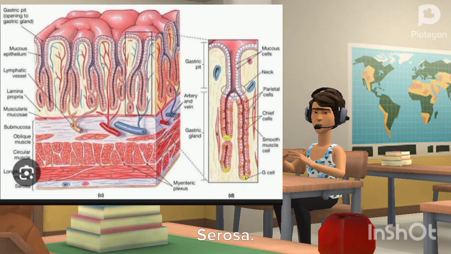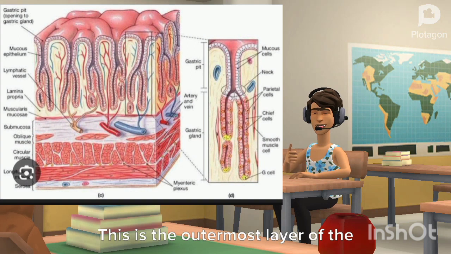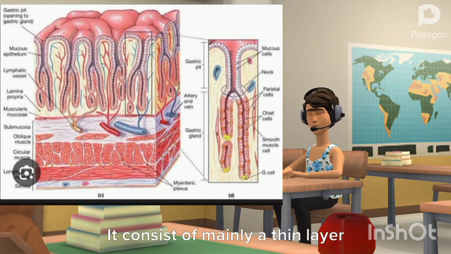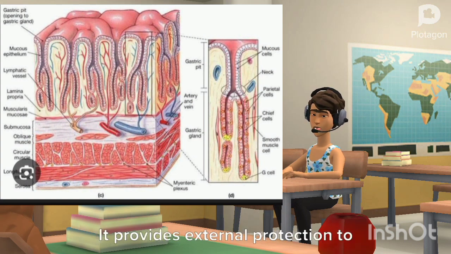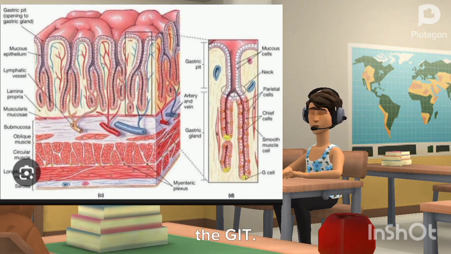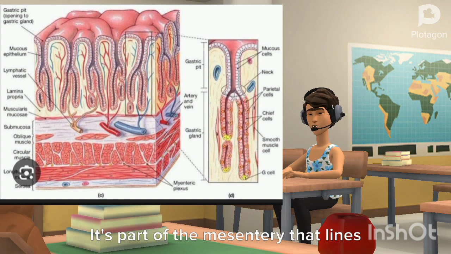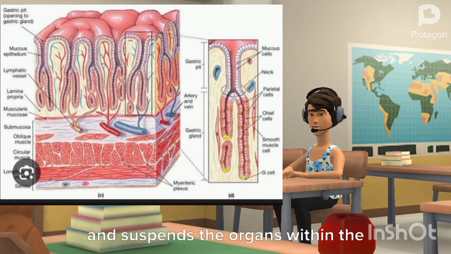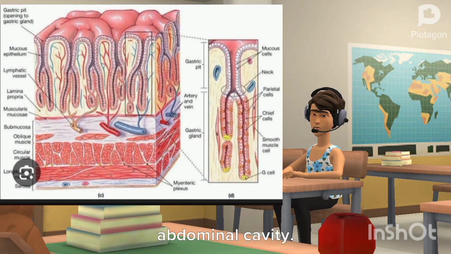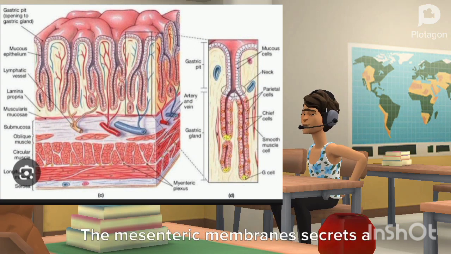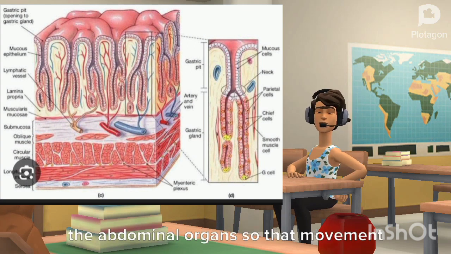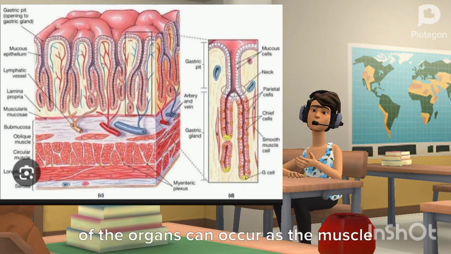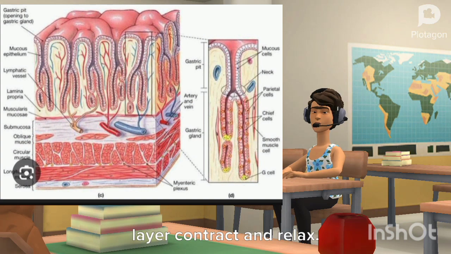Adventitia. Serosa. This is the outermost layer of the GIT. It consists mainly of a thin layer of connective tissues covered with a layer of squamous mesothelial cells. It provides external protection to the GIT. It's part of the mesentery that lines the surface of the abdominal wall and suspends the organs within the abdominal cavity. The mesenteric membranes secrete a thin viscous fluid that helps lubricate the abdominal organs so that movement of the organs can occur as the muscle layers contract and relax.